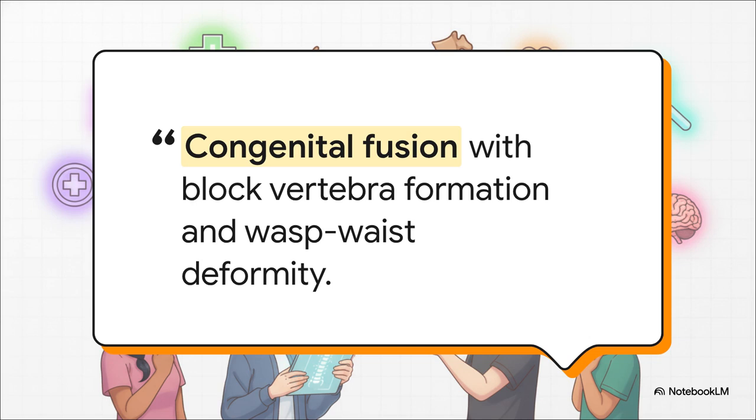To tie this all together, if you're ever asked to summarize this condition in a professional setting, here is the absolute perfect one-line radiology answer to deliver. Congenital fusion of cervical vertebrae with associated block vertebra formation and wasp waist deformity, suggestive of Klippel-Feil syndrome. It's perfect. It captures the anatomy, the mechanics, and the hallmark imaging sign in one go.